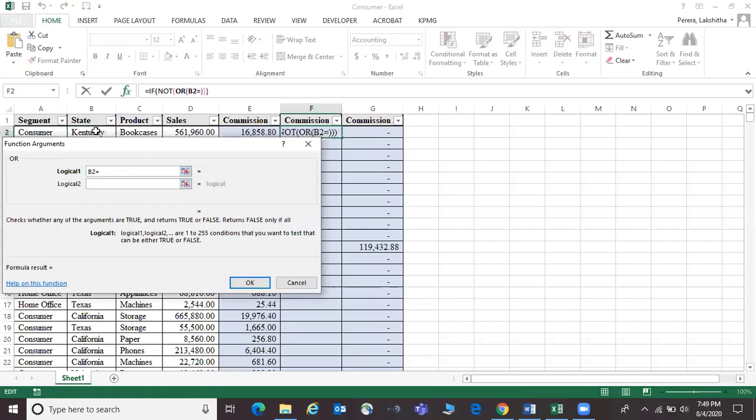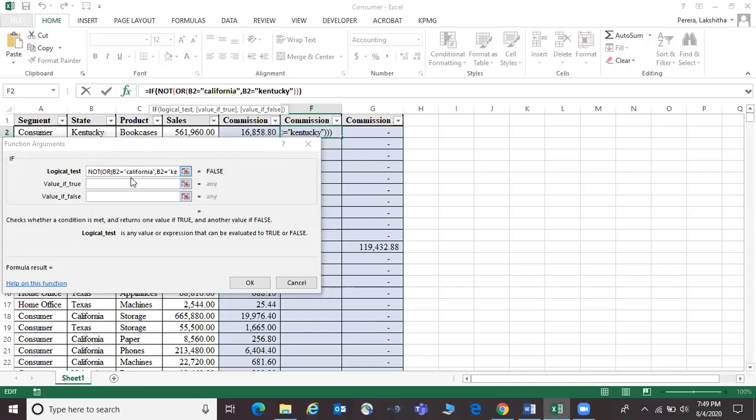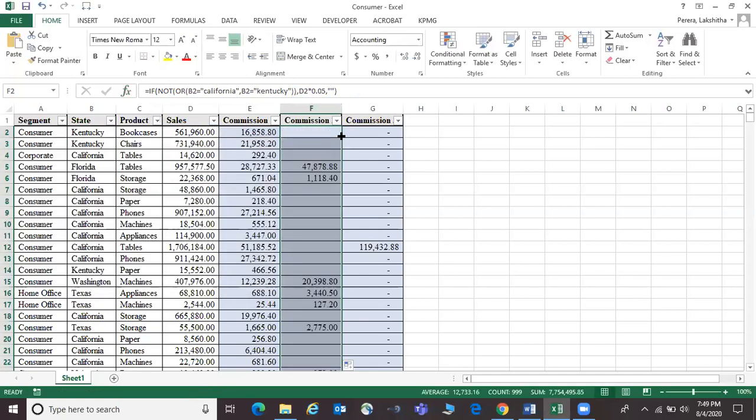Then you check whether this state is California or Kentucky. So you have to be very careful with the words you are using. Right, good, fine. You have checked these two conditions. If it is not California or Kentucky, the sales commission must be 5%. So then you make the sales commission 5%. Yes, it's a marvelous job. Good job. Very correct. You have done it perfectly.